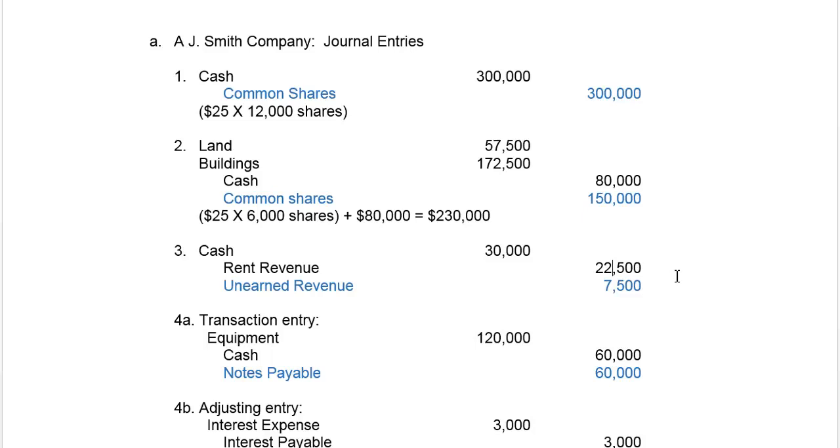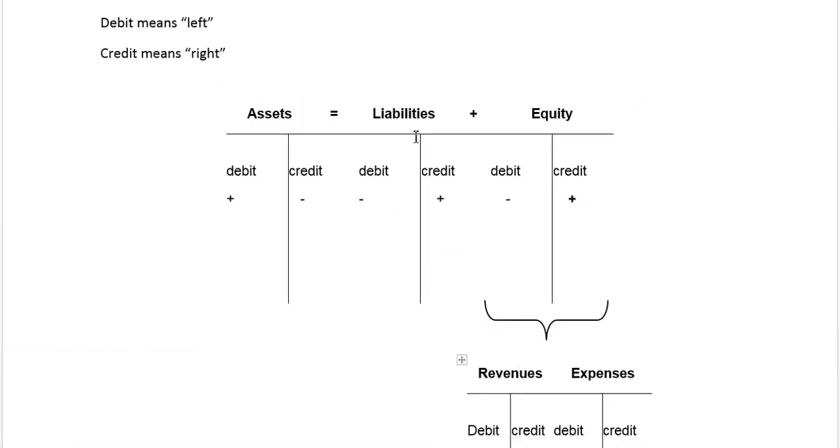$22,500 to rent revenue, and then don't forget in this question, we took in a check from Frantech on December 30th, but that's not for until they're going to rent the premises or have their tenancy in the new year. So because we're taking in that $30,000, $7,500 of it represents the December 30th payment. So our credit goes to unearned revenue here, and that's a liability. So in our case, the liability is getting bigger. When it goes up it goes up on the right, and right means credit.